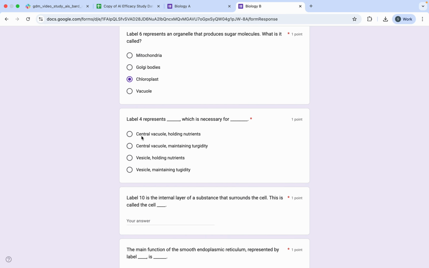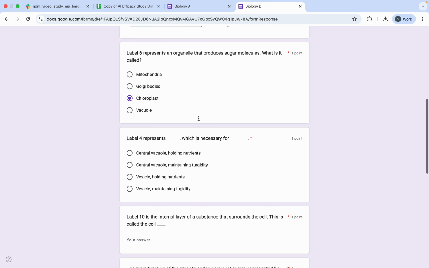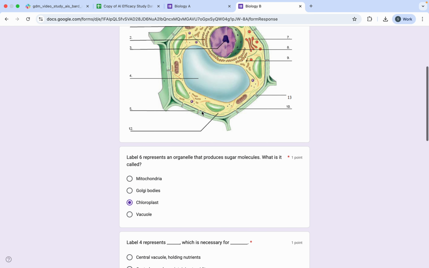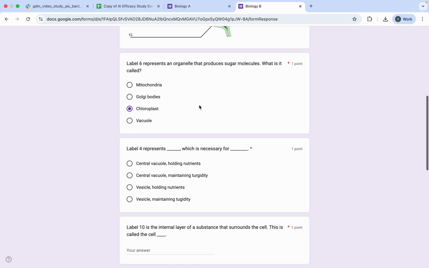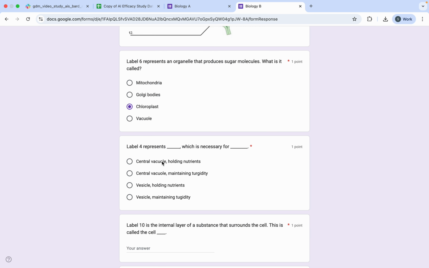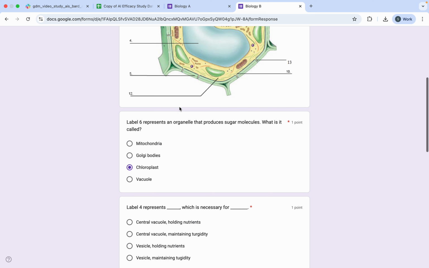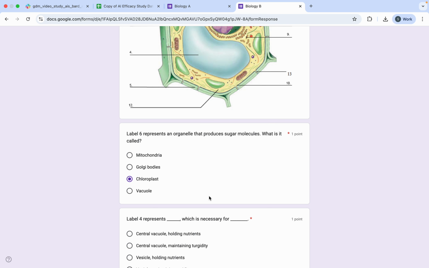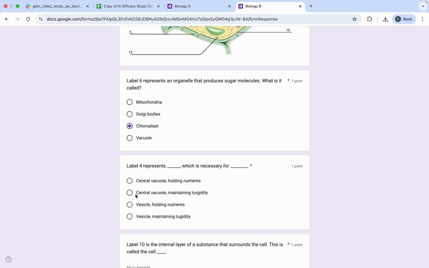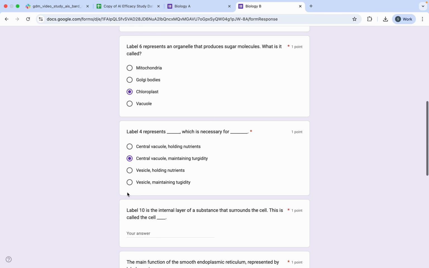The next question: label 4 represents dash, which is necessary for dash. Label 4 is this, so it is vacuole. Which is necessary for dash? The options are central vacuole maintaining turgidity or holding nutrients. So I think central vacuole maintaining turgidity.